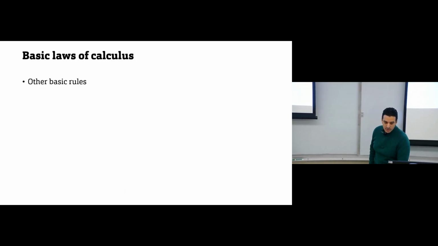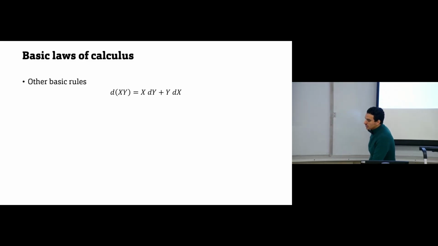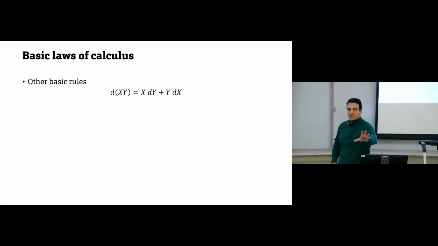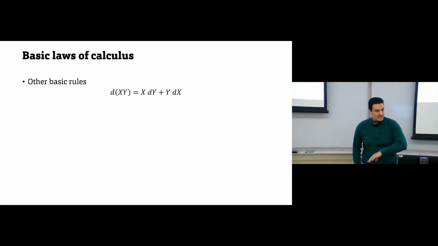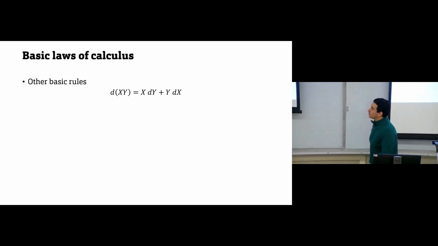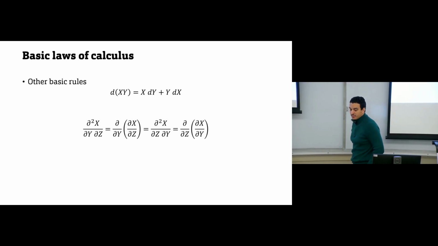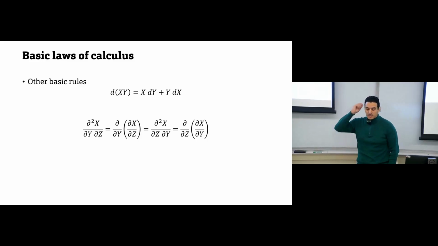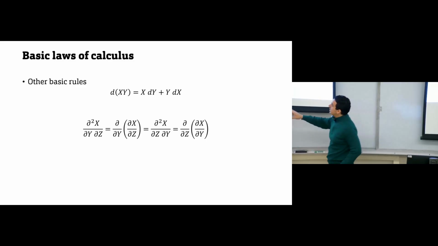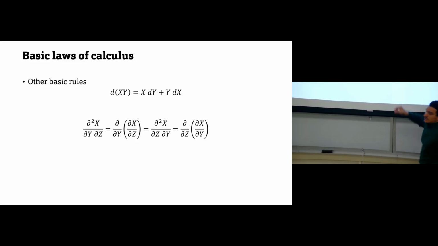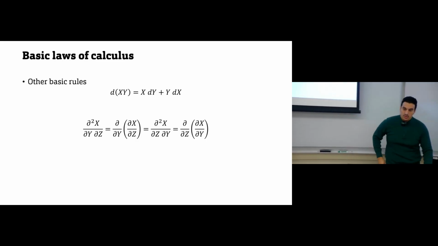Okay. We have some other basic calculus rules, which is the derivative of two variables, d(xy). This will be the first variable times the derivative of the second one, plus the second variable times the derivative of the first one. So this is one of the basic rules we have. Second derivative of any variable like d2x by dy dz. This is d by dy of dx by dz, or d by dz of dx by dy. So these are the same. Any of these forms are the same, regardless of the order of the variables that you have in this one.